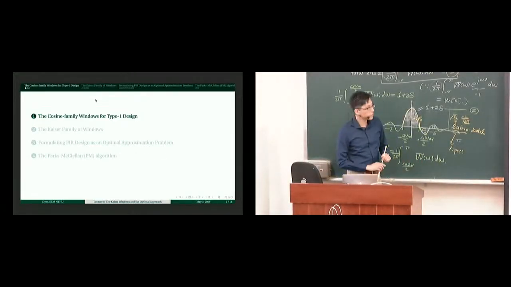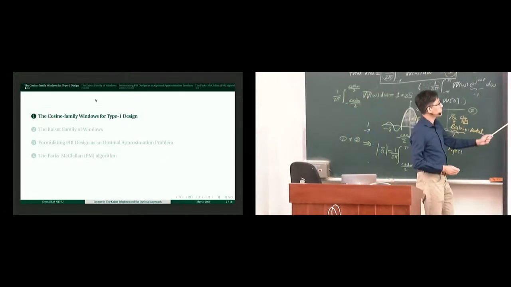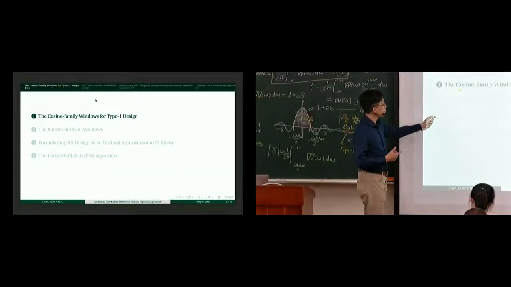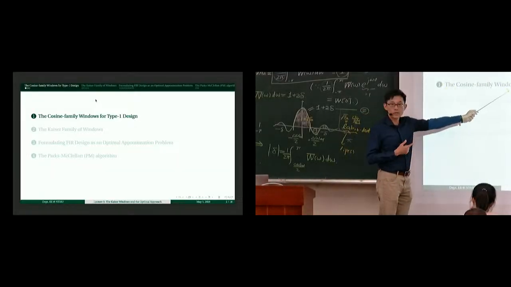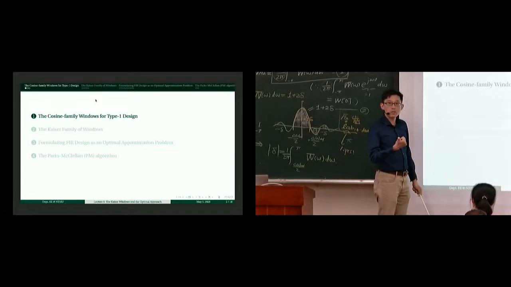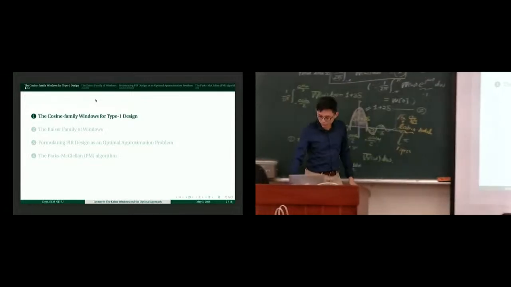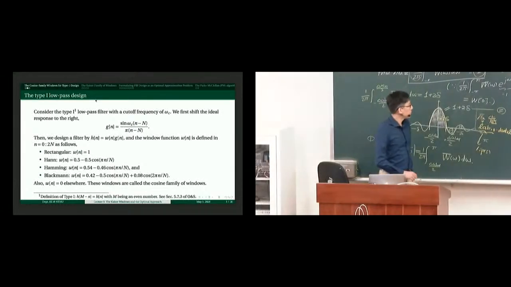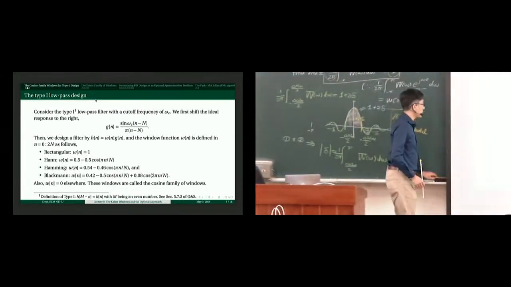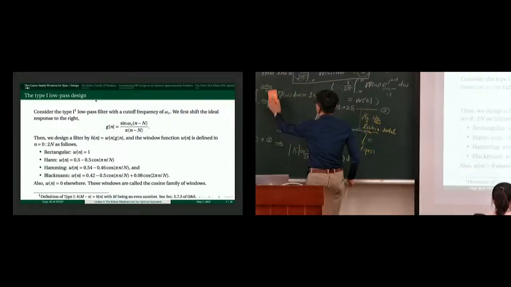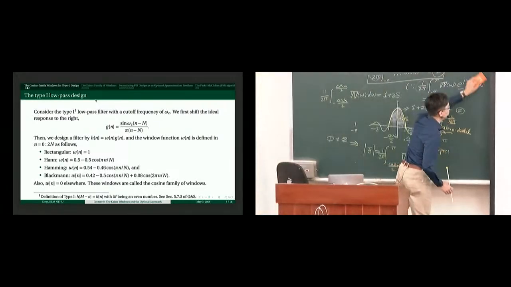First, we are going to explain that the windows that we have looked at so far, Blackman, Hann, and Hamming, the three of them actually form the cosine family. So let's take a look first. This is sort of a summary, so maybe it's time for me to erase my board.